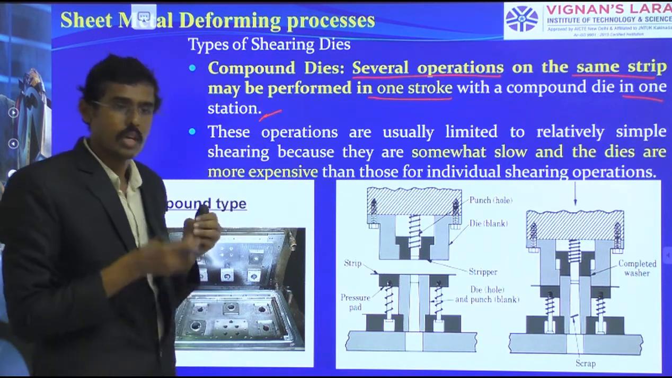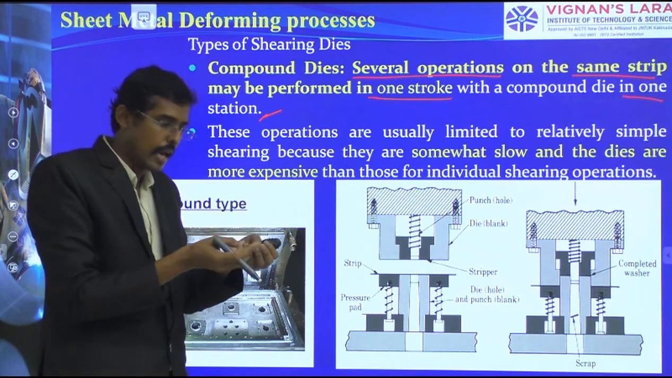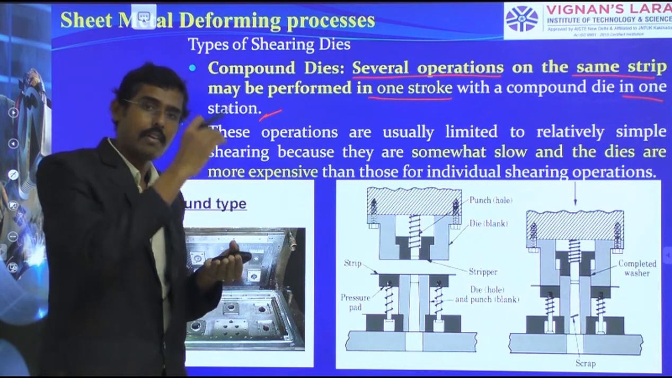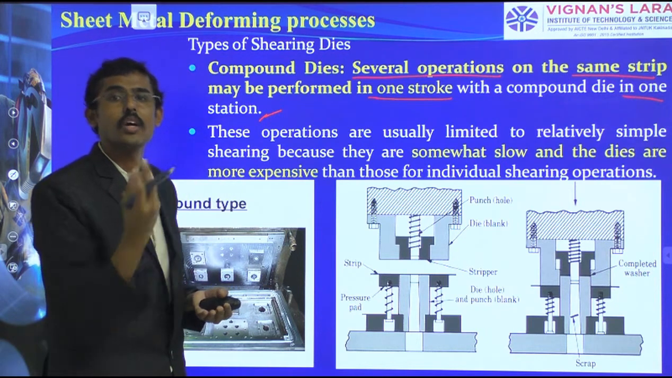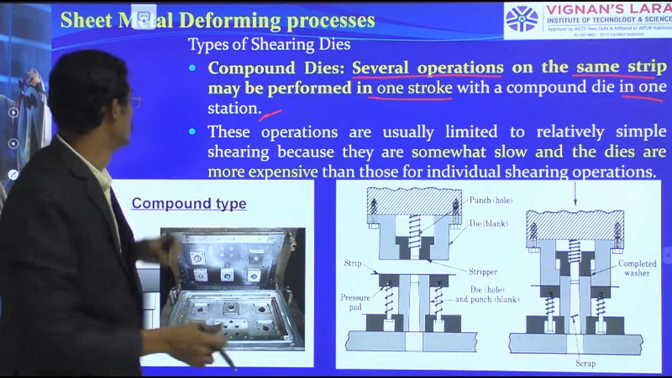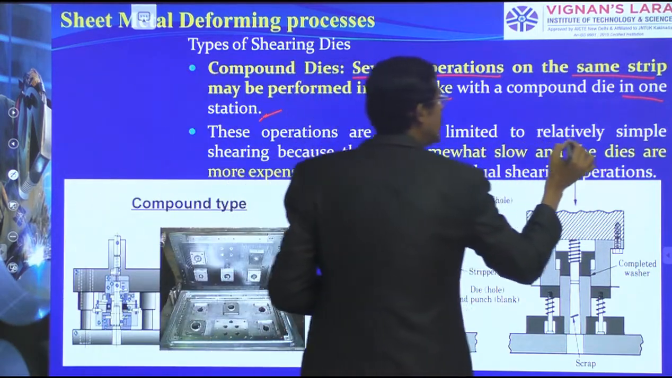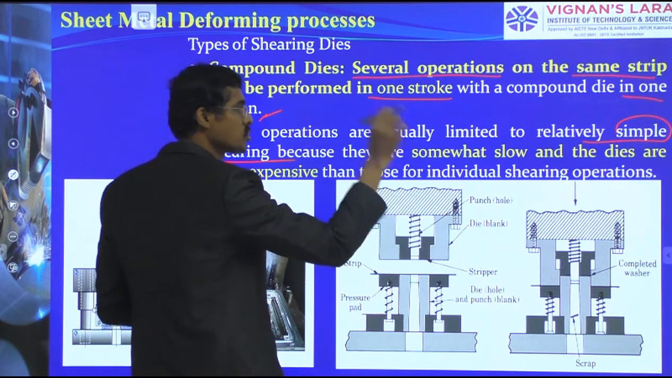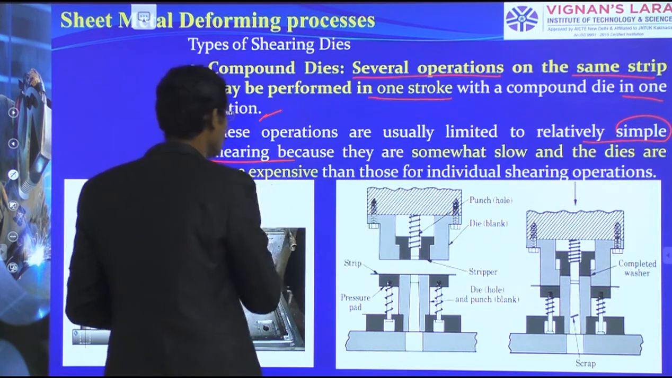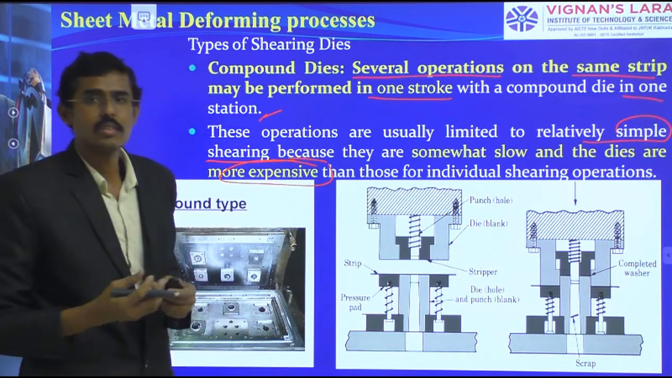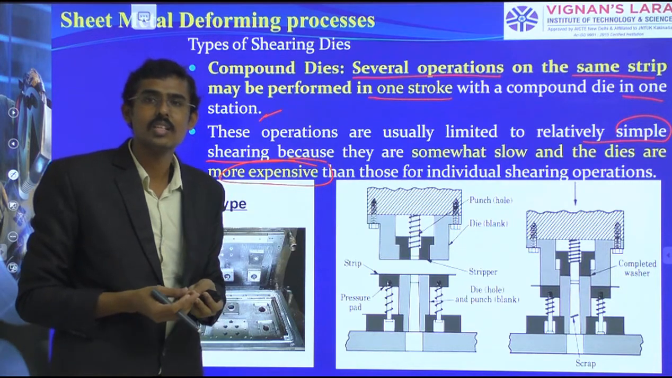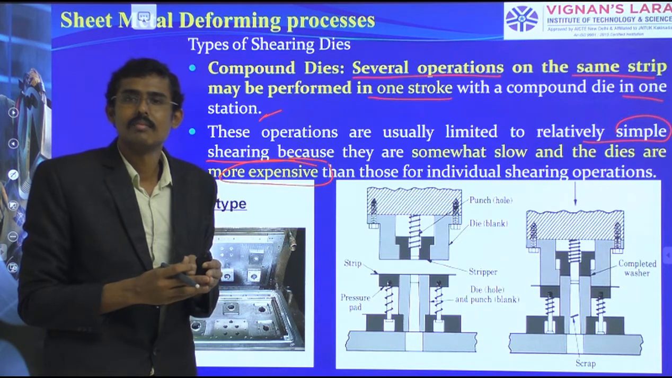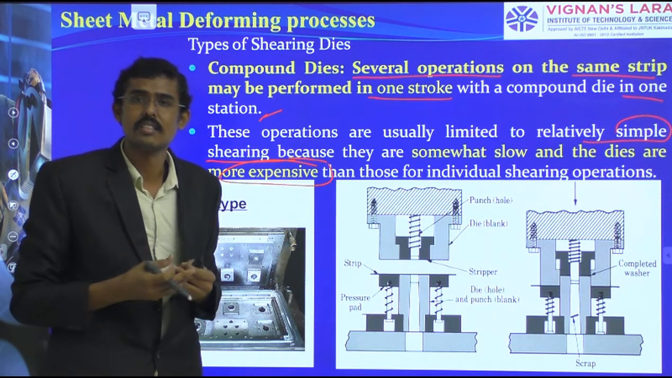In a compound die, one process has been done, a blanking has been done, then the blanked sheet has been kept inside again at the same place, and we are punching to make the cup drawing operation. These operations are usually limited to relatively simple shearing because they are somewhat slow and the dies are more expensive. Not like blanking and piercing, we are using a little larger, simple product, not that heavy a design.